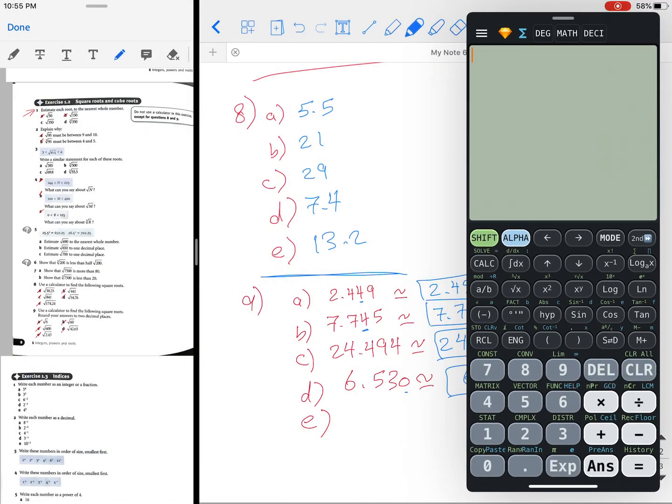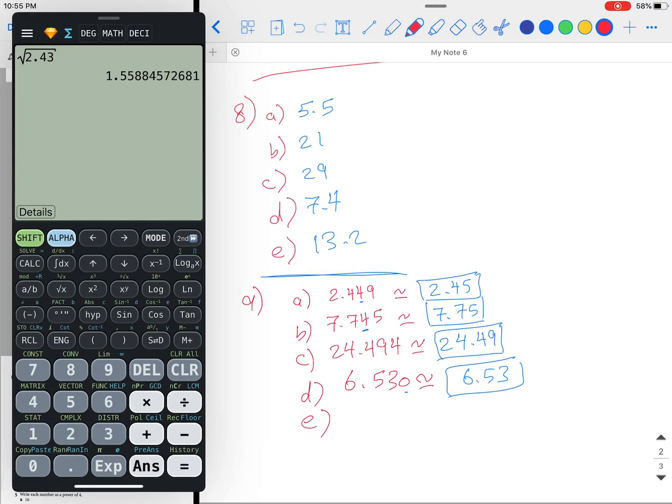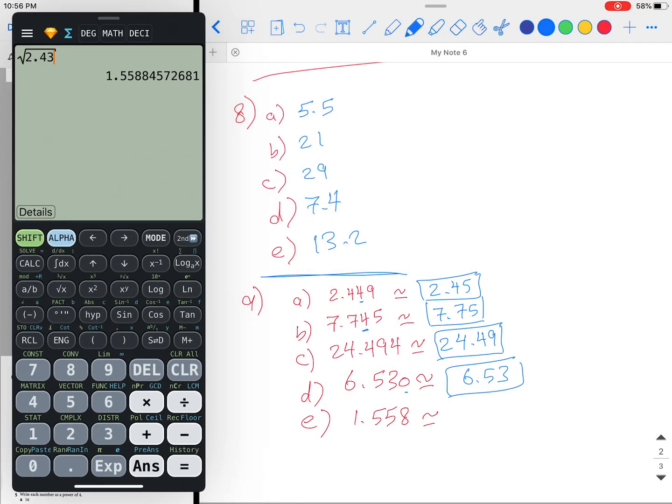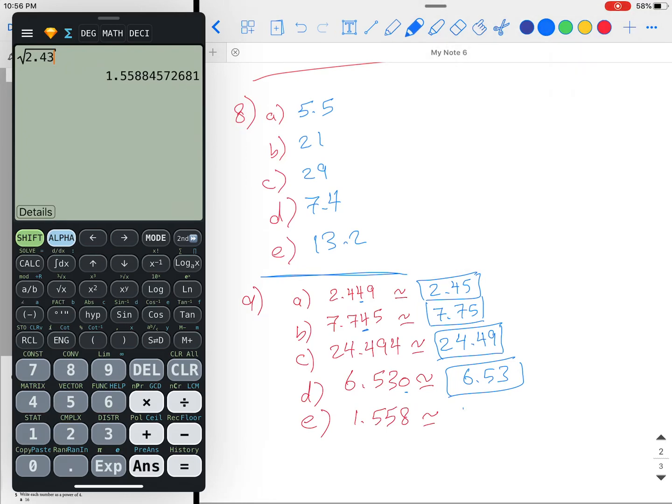Okay, last one, the square root of 2.43. So it's 1.558. Why do I take only 3 digits after the decimal point? Because he said to the nearest 2 decimal places. So I need 2 decimal places, and I choose the third one to check if I will round up or round down. So the 8 will round it up, so it will be 1.56.